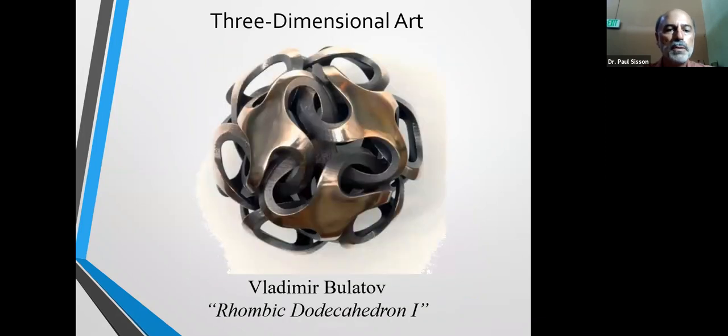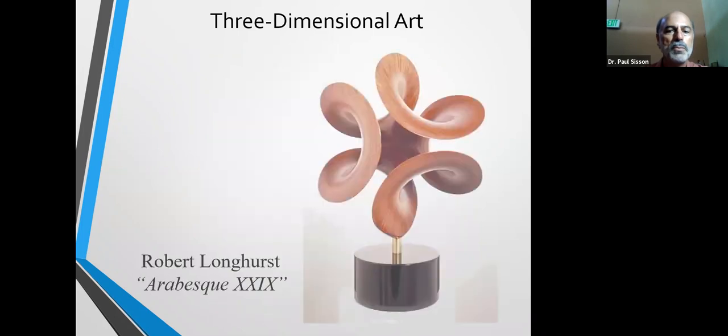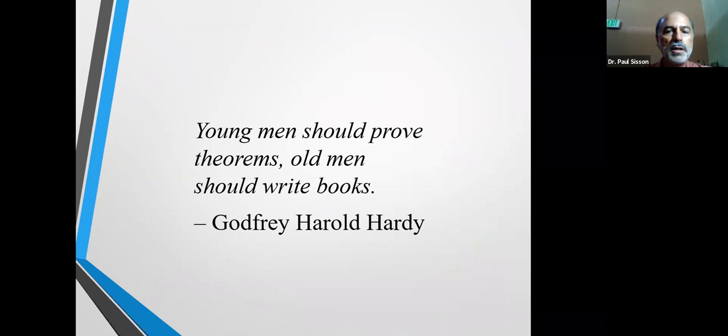This is a piece of jewelry by Bulatov. I haven't seen him recently, but he used to show up at math conferences and have his jewelry for sale. I bought several of his pieces over the years. And this is a really beautiful piece of sculpture by the very talented artist Robert Longhurst. Now there's a lot of math behind that last piece.